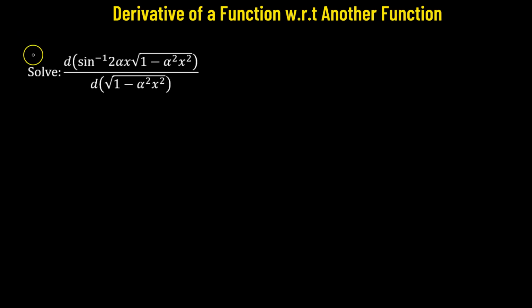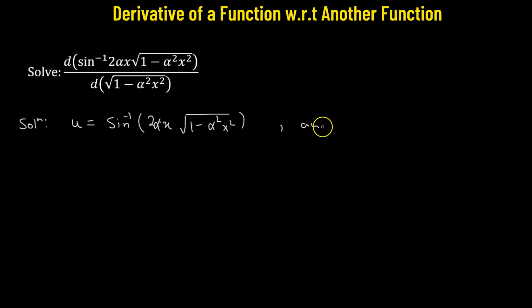Let's find the value of the following derivative. So we will begin by considering u to be equal to sine inverse of 2 alpha x multiplied by square root of 1 minus alpha squared x squared. Here alpha is a constant, and we will consider v to be equal to square root of 1 minus alpha squared times x squared. So all we have to do is find the derivative of u with respect to v.